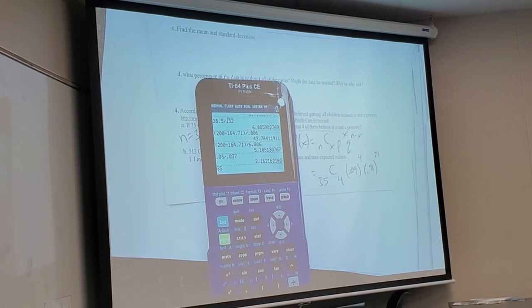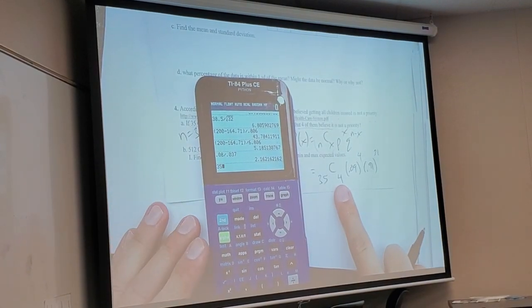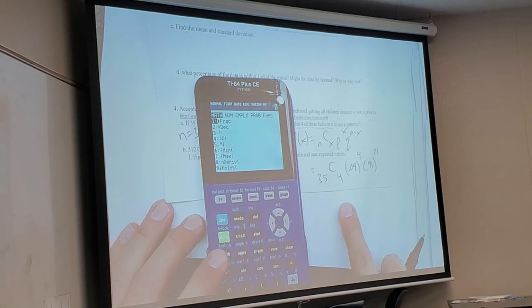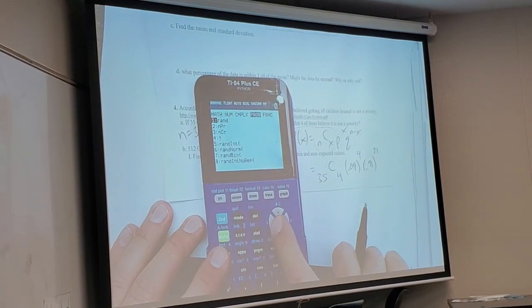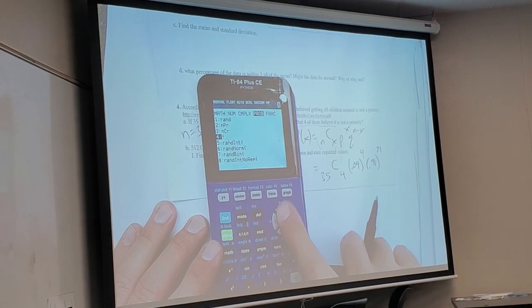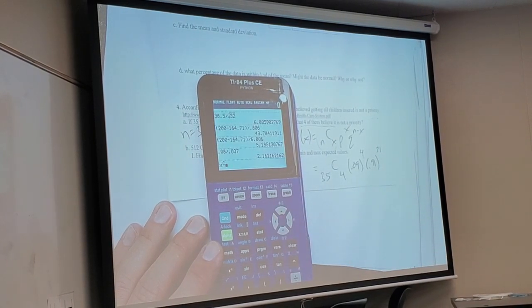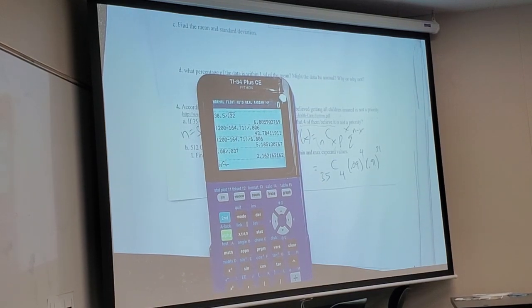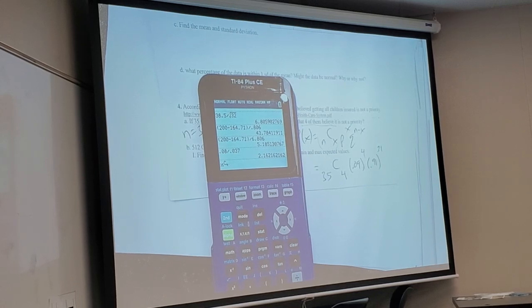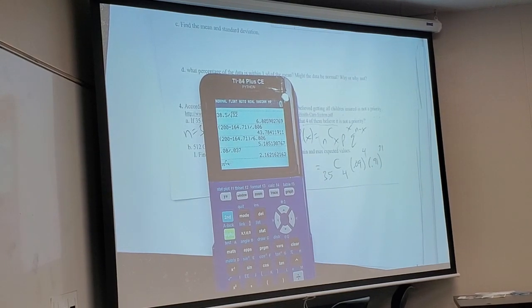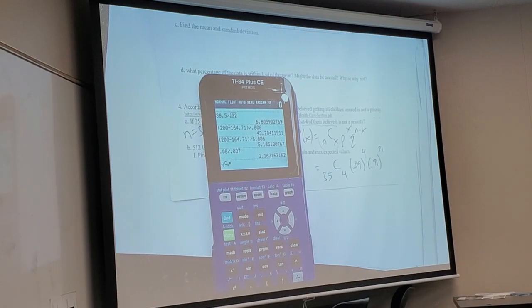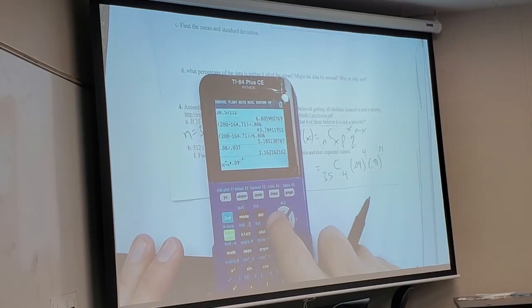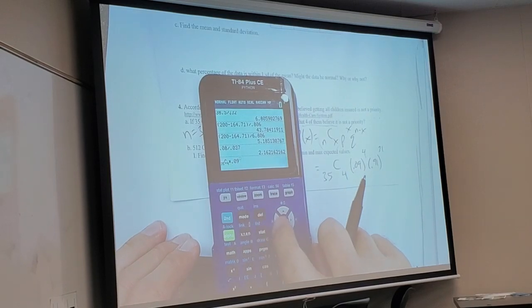Somebody help me out. Somebody remember where the C is. Math, probability. That makes sense. Number 3. 35 choose 4. If you have the newer calculator, it looks nice, but then you have to remember to hit the over arrow to either come back up or come back down. If you have an older calculator, it's just going to say 35 nCr 4, which is actually nice because you just keep going. Times 0.09 to the fourth.